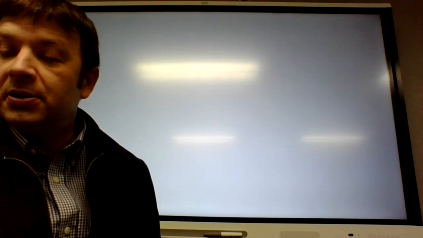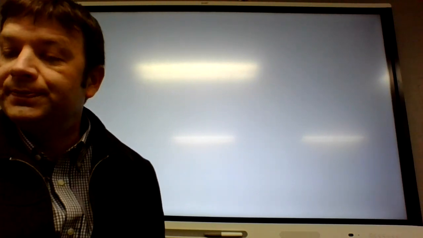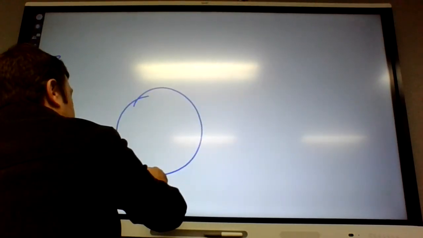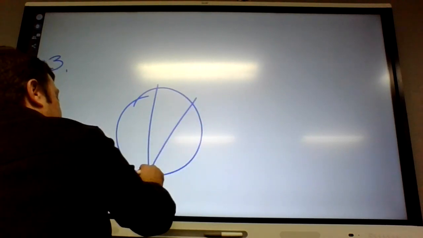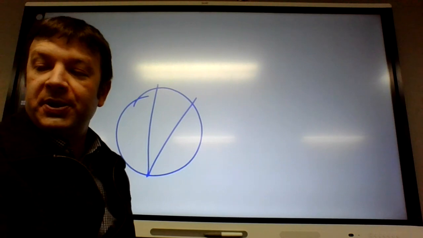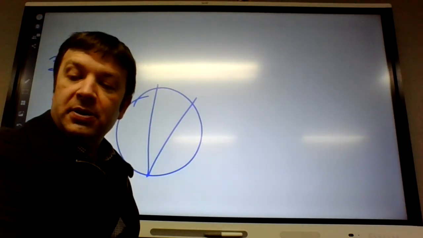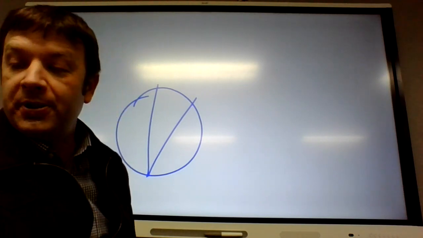All right, angle DAB. Ava, what kind of angle is DAB? If the vertex is on the circle, what kind of angle is that? Inscribed. And what's the relationship between the inscribed angle and its arc? It's half. So it's 30. Yeah, 32 degrees.